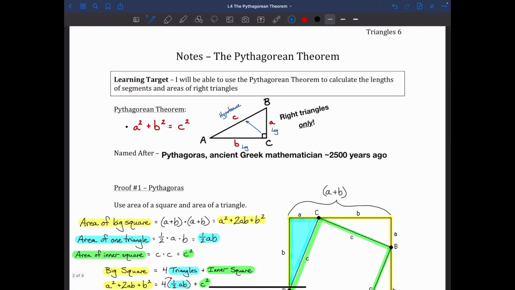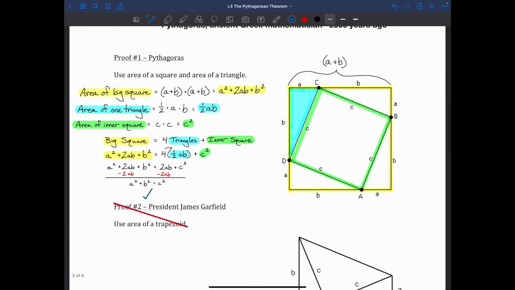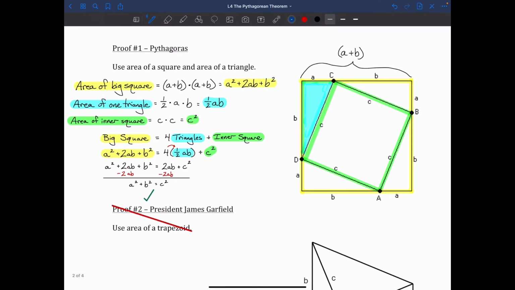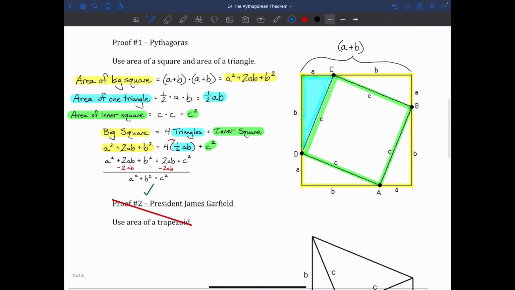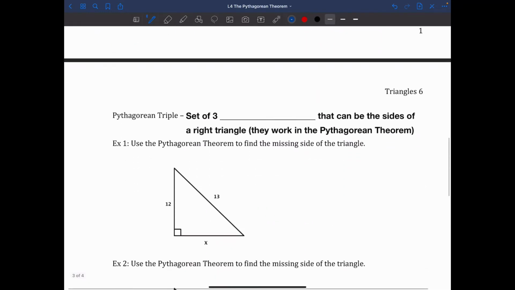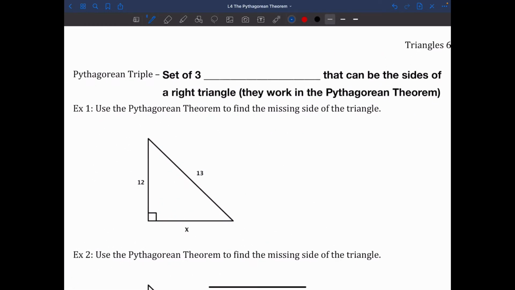It's named after Pythagoras, this guy that was around 2,500 years ago, which is kind of crazy. You don't think about people 2,500 years ago as being the top minds of all time. But honestly, some of these Greek mathematicians really found out some interesting stuff. Like I was saying, the other day in class we did this proof of the Pythagorean theorem. This is the way Pythagoras did it. We skipped over President James Garfield. Sorry, Jimmy.